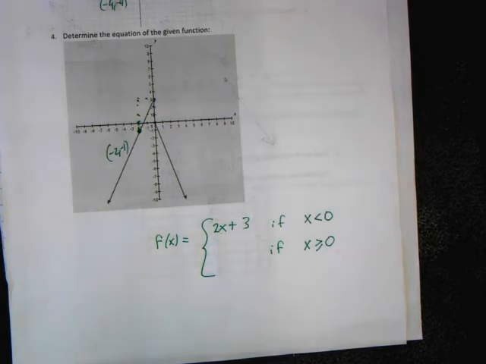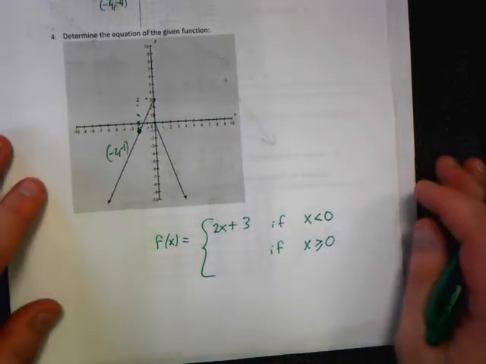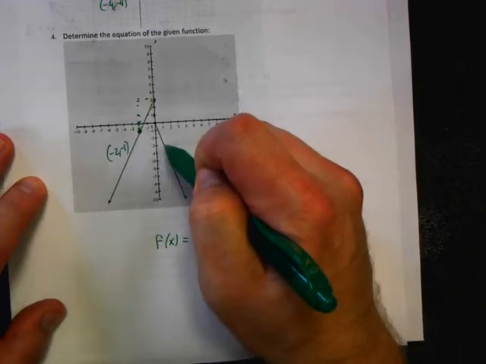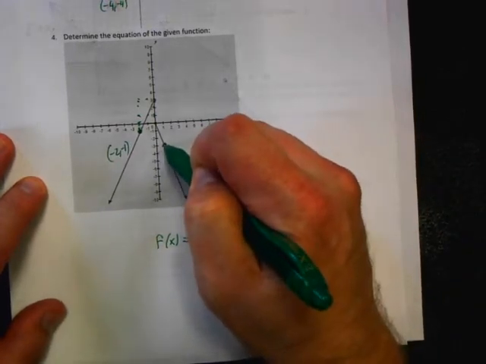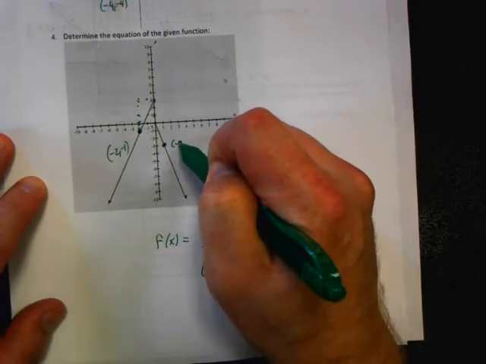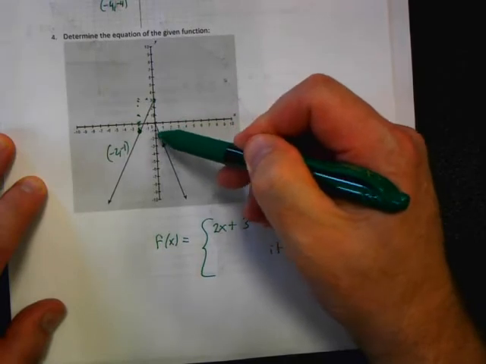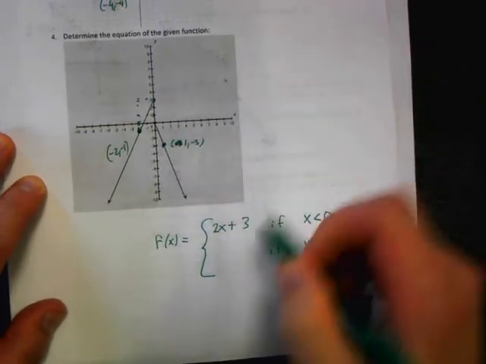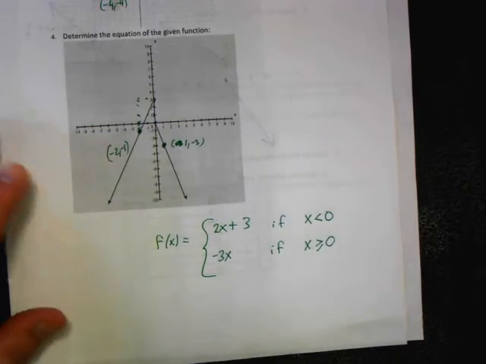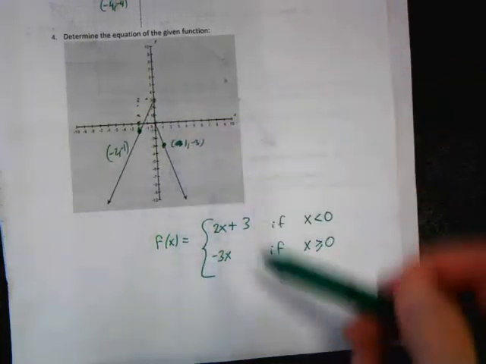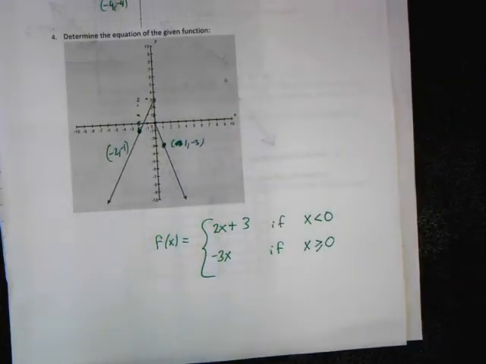How about the second line? What's the slope of that one? I would say it's -3 because it looks like it hits right there at (1, -3). So if I start at (0, 0), it looks like I go down 3 and over 1. So I would say my slope on that one is -3. So I'm going to have -3x plus, what's my intercept? 0, right? It's right at 0, so I don't need to write 0. So there it is. There's my answer.